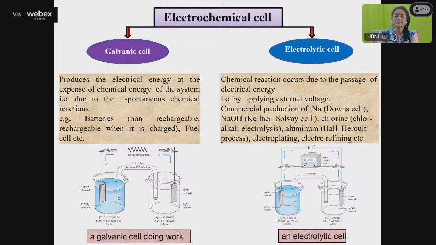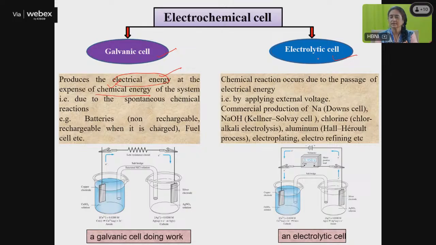So electrochemical cells can be galvanic cells or electrolytic cells. What is a galvanic cell? It produces electrical energy at the expense of chemical energy. So this is the difference. A galvanic cell produces electrical energy at the expense of chemical energy, meaning some chemical reaction will take place in which flow of electrons will be there and therefore generation of electricity will be there.